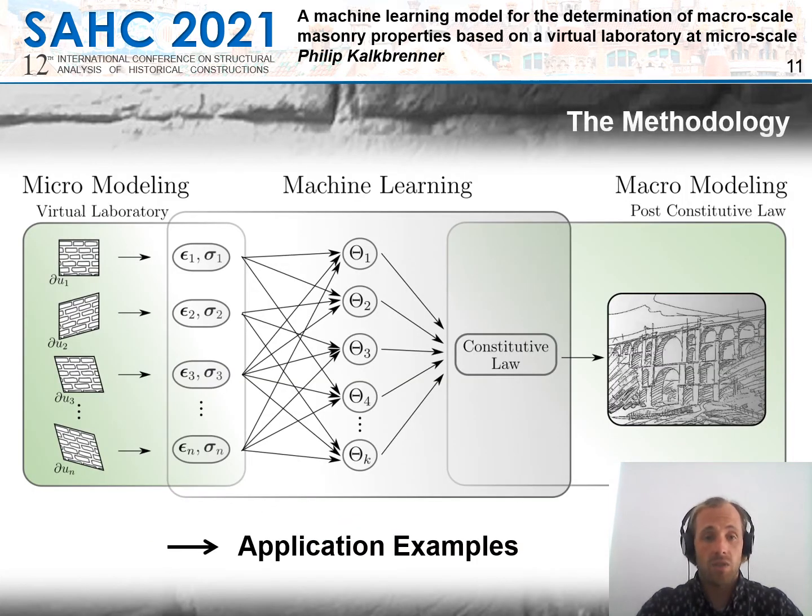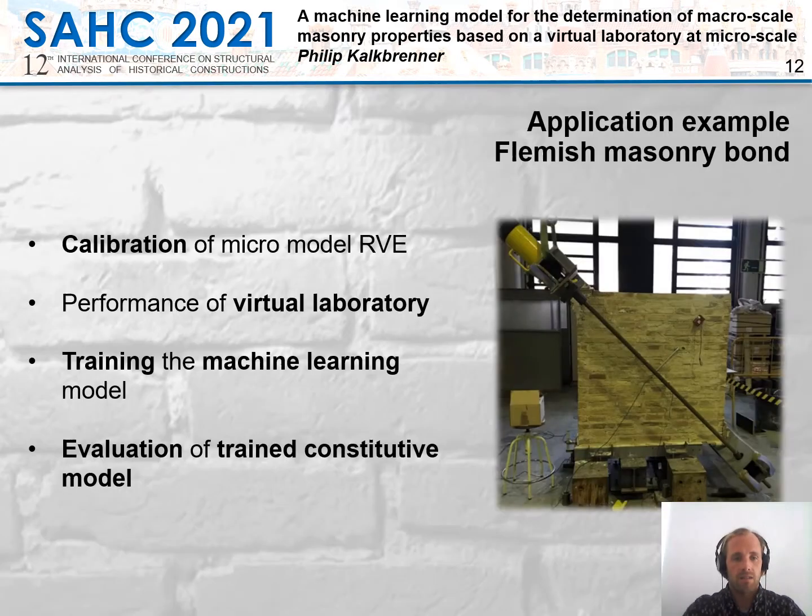So I've explained the virtual laboratory, which is at the micro modeling stage, and I've explained the machine learning model and the constitutive law, which is later going to be used at a macro model scale of analysis as a constitutive law. Now we are going to explain this procedure on 2 application examples in order to make it clearer to the audience. The first example I'm going to show you is a Flemish masonry bond.